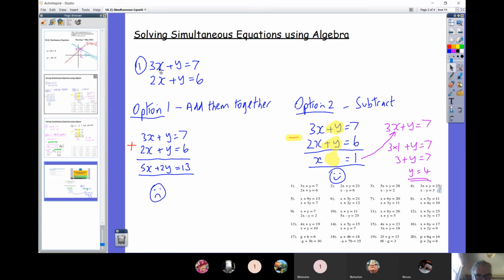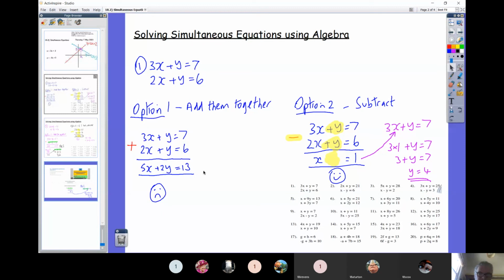We're going to add the x's together, the y's together, and the numbers together. That will still make it equal because these sides are still equal, these sides are still equal. We start by adding the 3x and the 2x, which gives us 5x. We then add the y to the y, giving us 2y, and we add the 7 to the 6, giving us 13. Now that's all mathematically correct, but it hasn't got us anywhere. We haven't eliminated either x or y. So we're still none the wiser. We still can't work out what the x value is or the y value. So that's mathematically correct, but it hasn't been helpful.